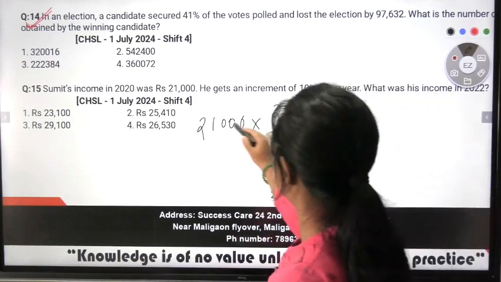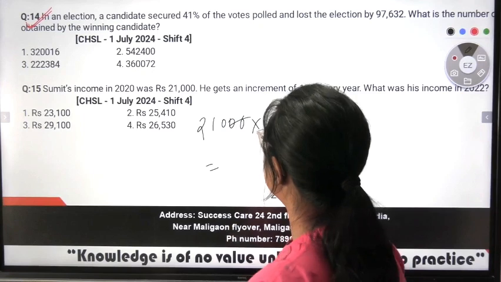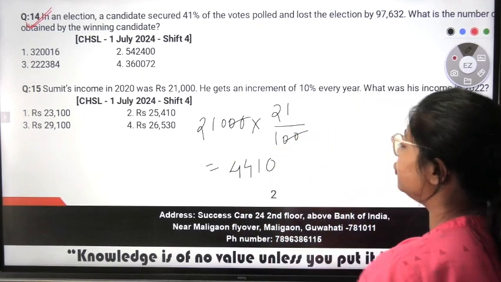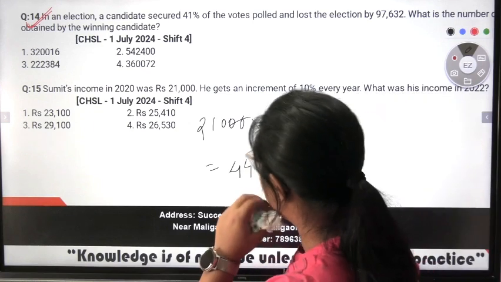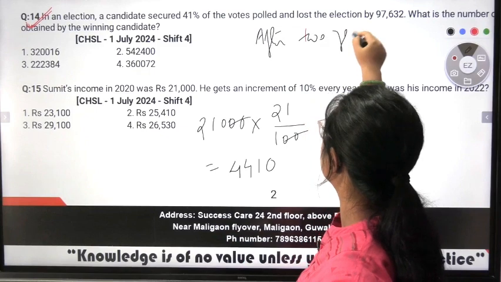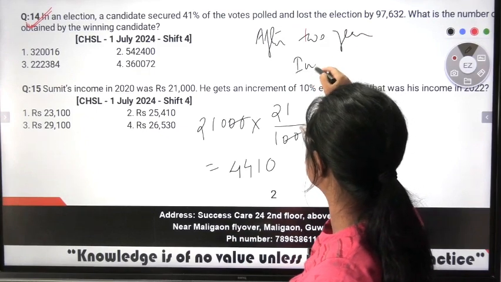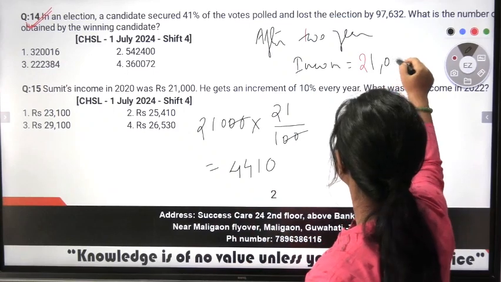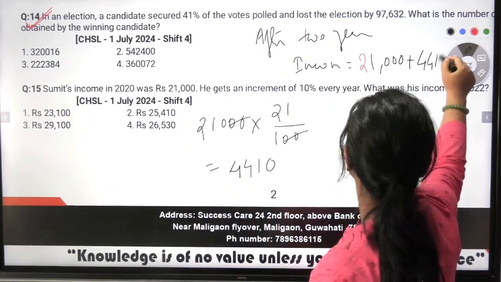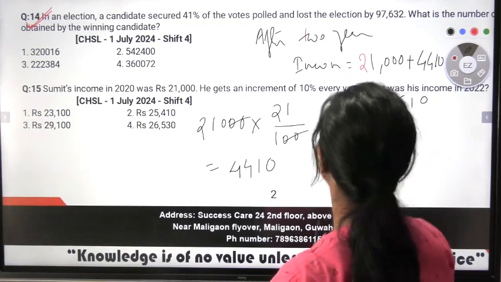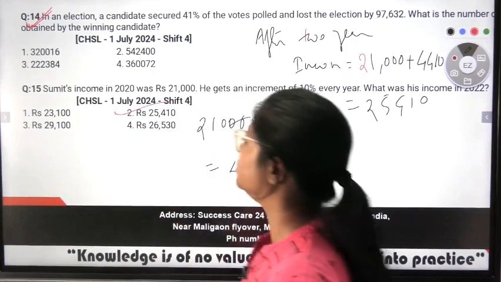So if I use this, I will get 0.21 times 21,000, which gives you 4,410. So there is an increment of 4,410. After 2 years, your income is, what was your income before? 21,000 plus 4,410, so it would give you 25,410. Option number 2 would be the correct answer.